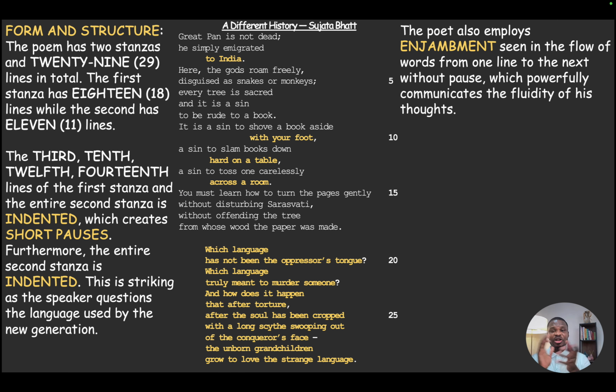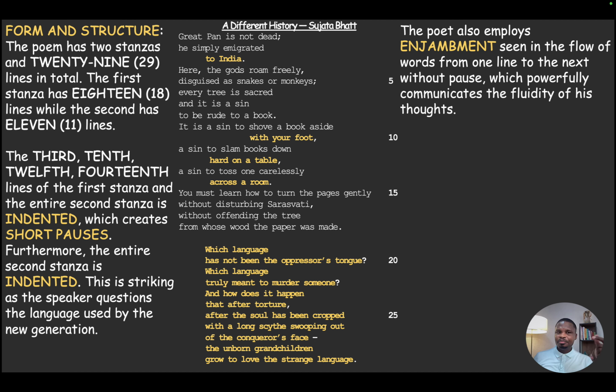Now, in terms of the form and structure, the poem has 29 lines in total, right? The first stanza has 18 lines, while the second stanza has 11 lines. Now, I tell my students that if you're looking to achieve either an A or an A star, or a grade 8 or a grade 9, you have to write about the structure of a poem. So you talk about the length, the number of lines: 29 lines, 18 in the first stanza, 11 in the second stanza. So the implication here is that the speaker is a bit more focused on the point about religion than maybe language, but language is also important.